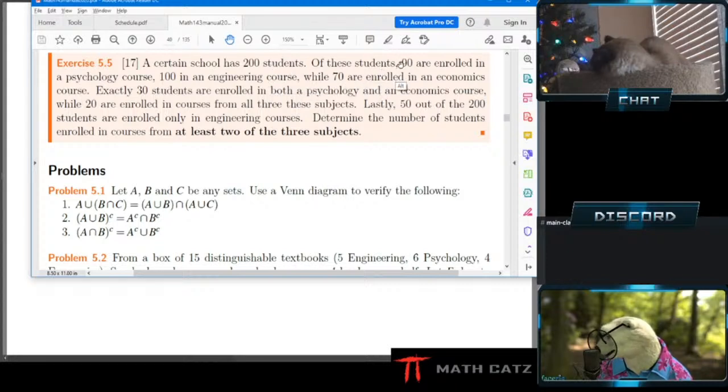I don't have the 90. I don't have the 100. I don't have the 70. The 30 unlocked one region. 20 was at the center. The 50 was in there as well. So these 3 I don't have.